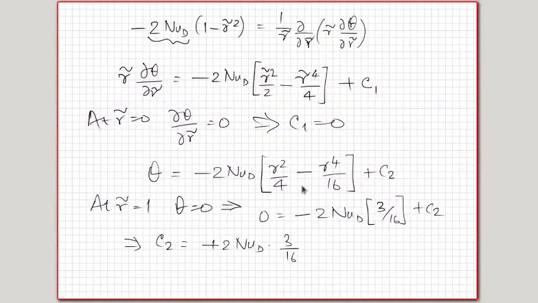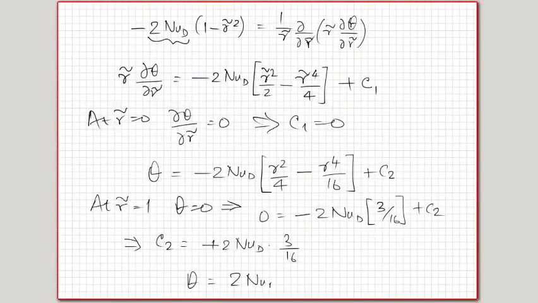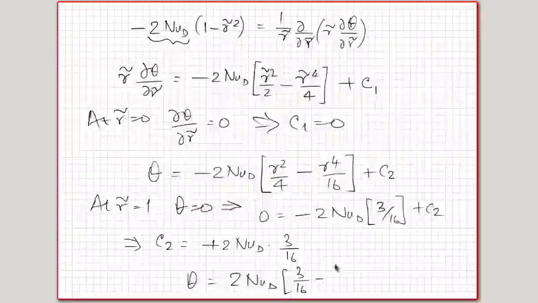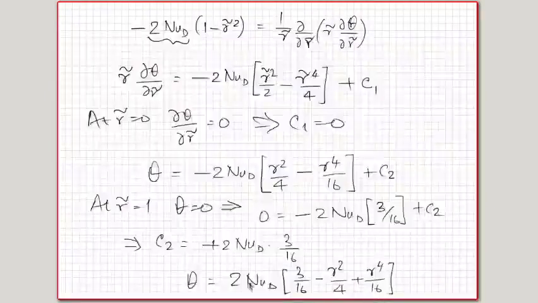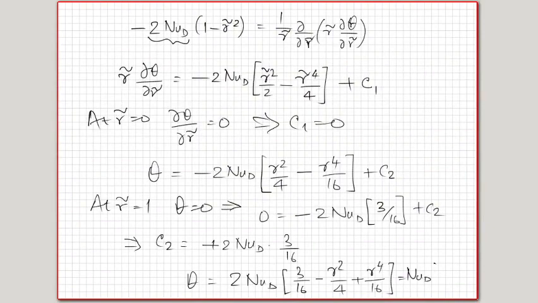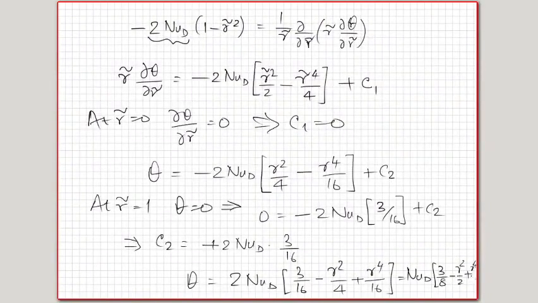So if I substitute that here, then I'll get theta is equal to 2 NUD multiplied by 3 by 16 minus R squared by 4 plus R to the power of 4 by 16, and this multiplied by 2, I get NUD into 3 by 8 minus r squared by 2 plus r to the power of 4 by 8. Okay, so this is the expression for theta that I get. This is not r but r tilde, sorry, I've been missing the symbol tilde here. Yeah, this is r tilde. So that is the temperature profile for theta.